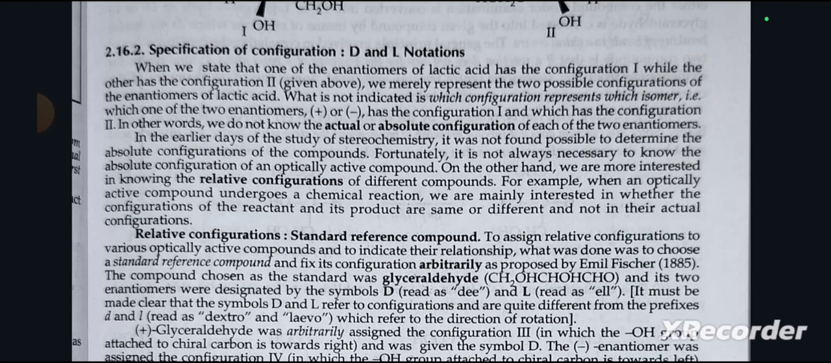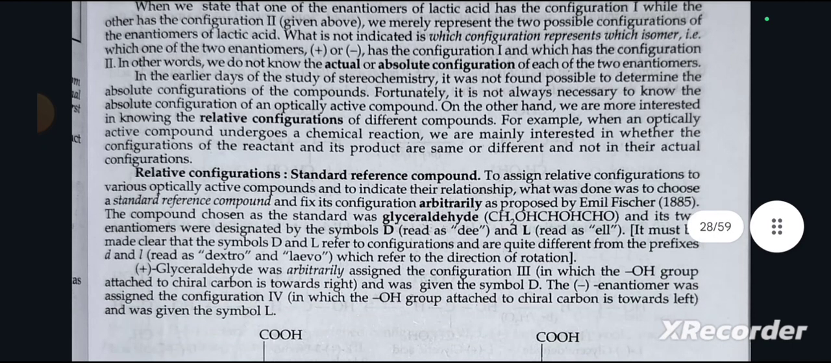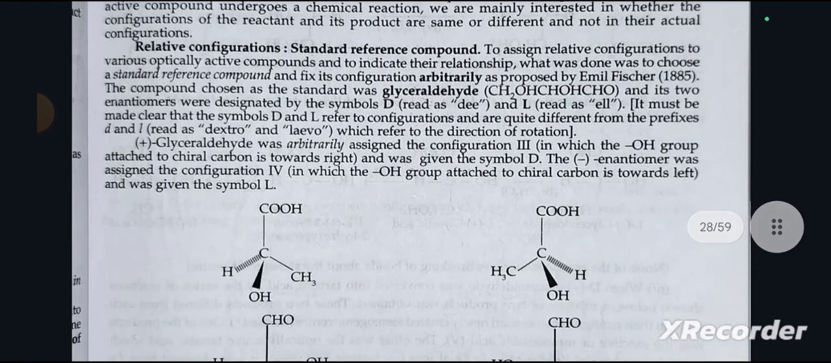On the other hand, we are more interested in knowing the relative configurations of different compounds. For example, when optically active compounds undergo chemical reactions, we are mainly interested in whether the configurations of the reactant and its product are the same or different, and not in their actual configuration. Relative configurations. Standard reference compound.